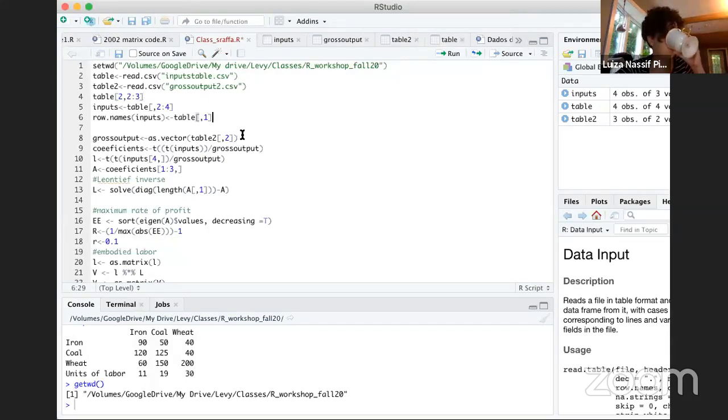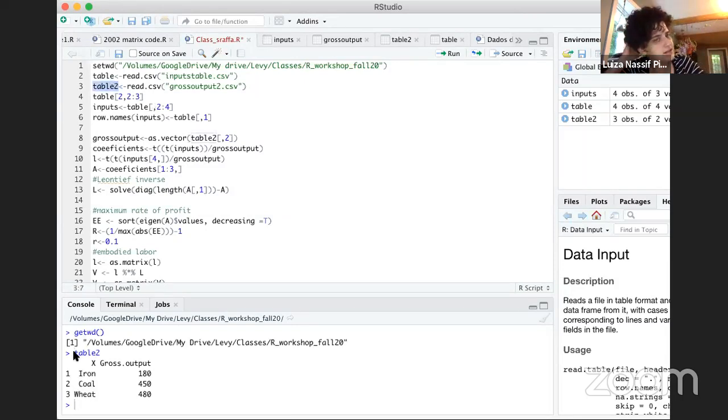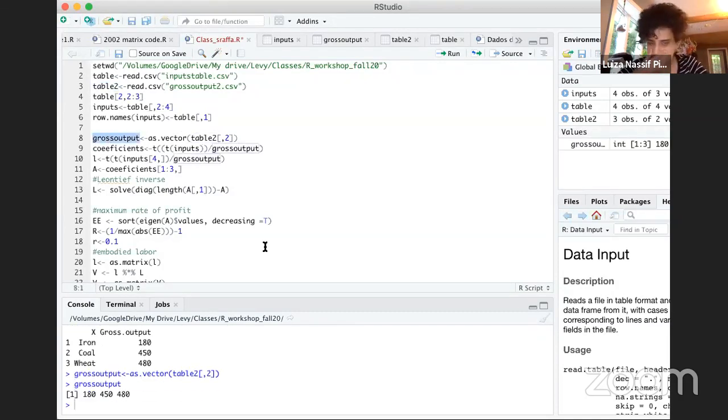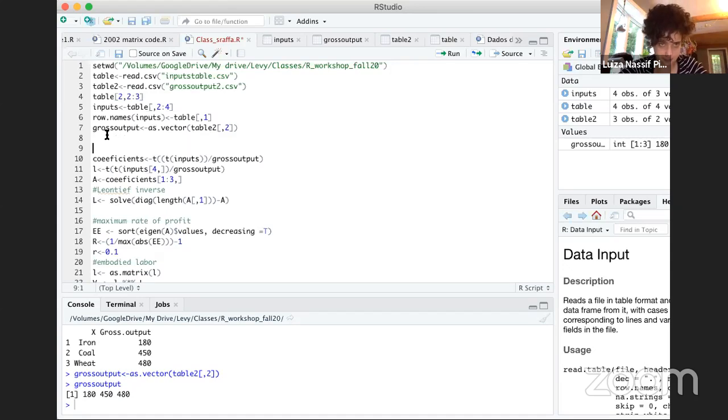Okay, so next is our gross output, which I think is similar. Where's table 2? So this is what my table 2 looks like, and there's the same problem. But for that one, what I'm gonna do is just make a vector of it. I'm not even gonna give row names to those. So now I have my inputs and my gross output.